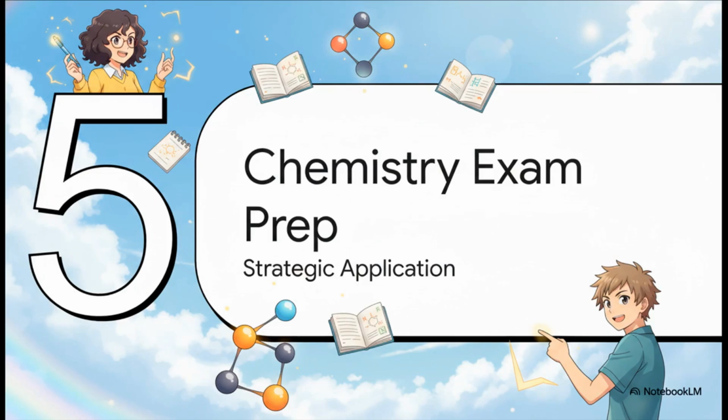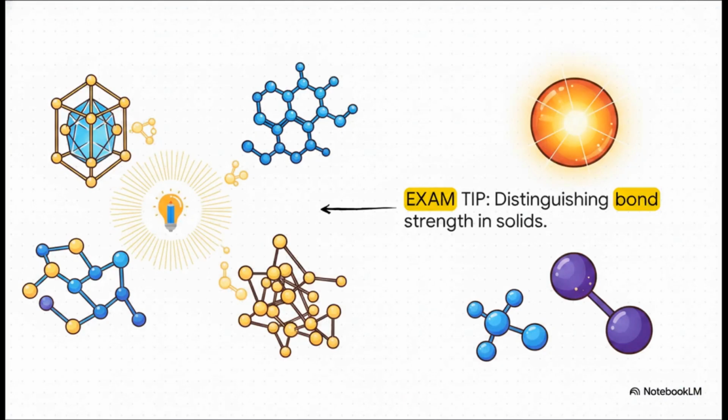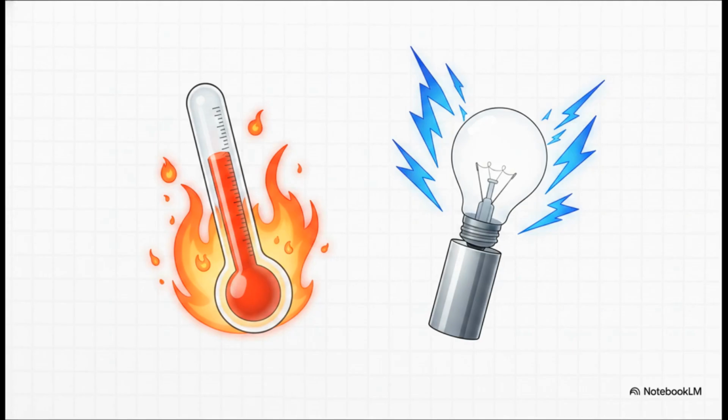All right, let's talk about nailing the chemistry exam through strategic application. Understanding all this theory is fantastic, but let's pivot to the practical payoff. Here's an exam tip so you know exactly how to use this knowledge to absolutely crush your CSEC tests. Examiners are actively checking if you can differentiate between these physical properties in a test setting. So the crucial point is this.